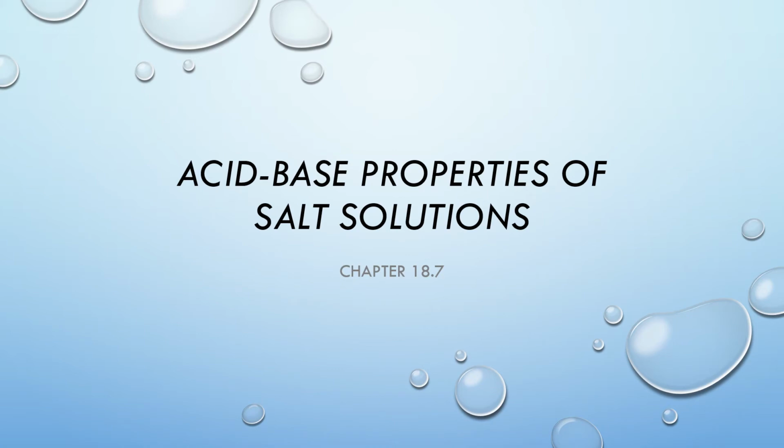In chapter 18.7, we're going to try to determine whether a salt solution is acidic or basic. Again, a salt is an ionic compound, so when it dissolves in water, it becomes cations and anions. The dissociation is almost 100%, and that's called a salt solution.